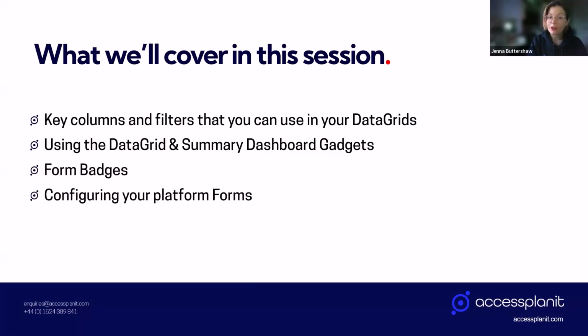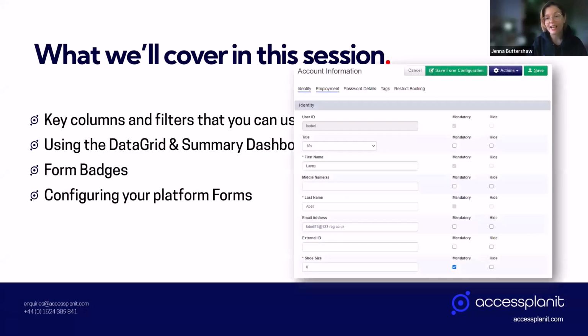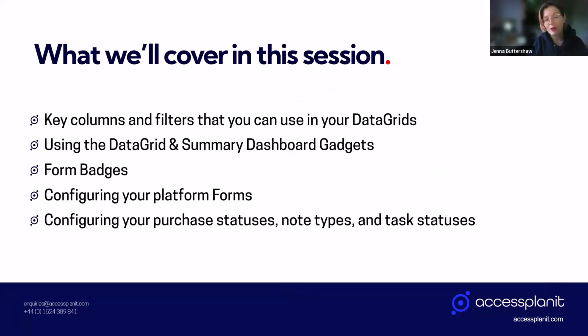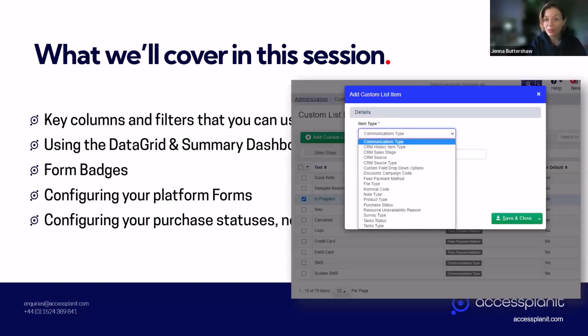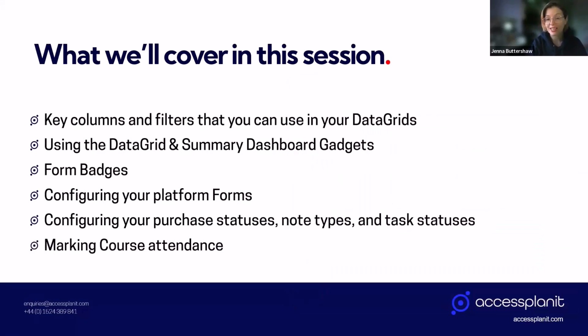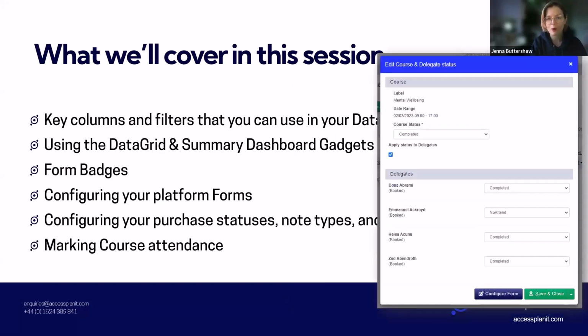Then we're going to be talking about configuring your platform forms, to hide away options that you don't need and make options that you do need mandatory. Then we're going to be talking about custom list items, configuring your very own purchase statuses, note types, task statuses, and there's a lot more in there as well. And then finally, we'll wrap up with marking course attendance, a little shortcut that not everyone's aware of for quickly marking when a course is completed and who attended.